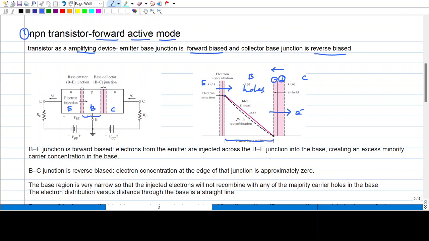The practical case is that some recombination takes place. So you can see the curve slightly deviates from linearity.